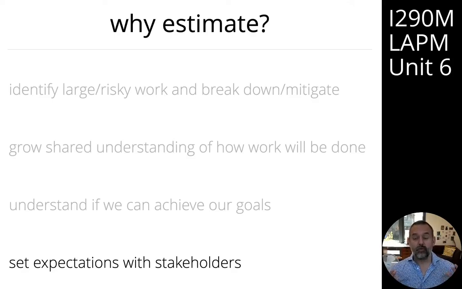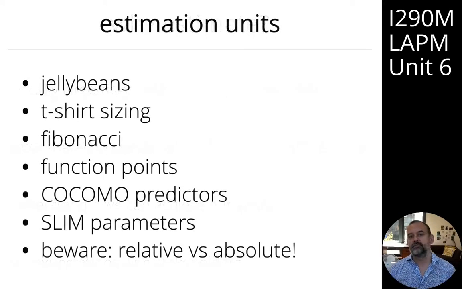So now we know why we estimate, let's talk about how we estimate. What you'll do is you'll pick a user story and you'll discuss it as a team, and then you'll try and estimate in relative terms how much effort is required to complete that story compared to other stories in your planning meeting. There's a number of different units of estimation that you can use, and they range from using jelly beans, like 1 jelly bean, 2 jelly beans, 3 jelly beans, to t-shirt sizes, large, medium and small.